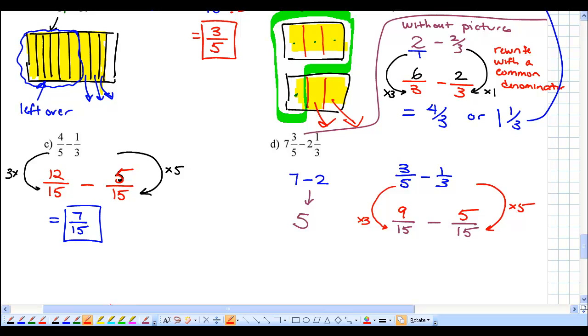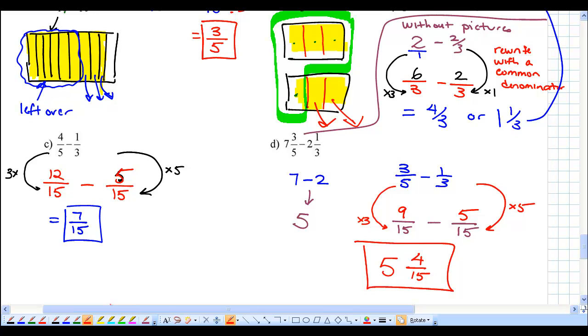I can subtract them. Life is good. 9 fifteenths minus 5 fifteenths is how many fifteenths? 4 fifteenths. Well done. And then don't forget we said the 5 in front, so our final answer is just 5 and 4 fifteenths. Does that make sense? Cool.